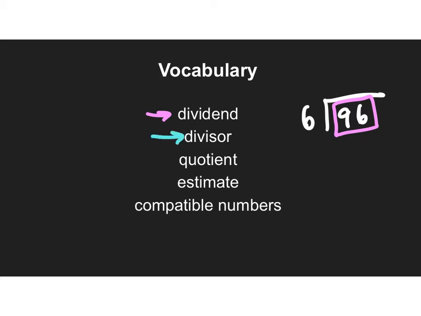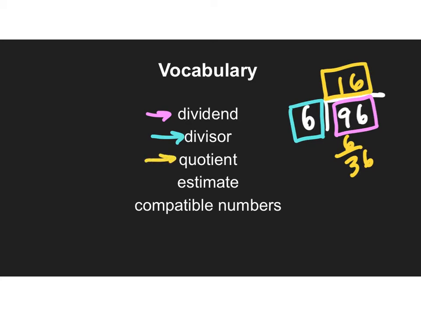My divisor is the number that I'm dividing by. So in this case, 6 is my divisor. The quotient is the answer that I come up with. So 6 goes into 9 once. My quotient is going to be my answer.